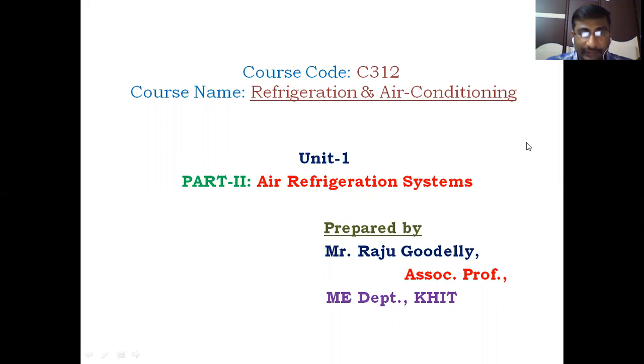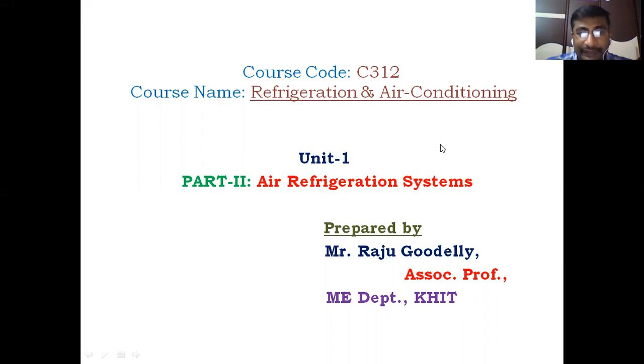It is also under unit 1 and part 2, and part 2 contains air refrigeration systems. The air refrigeration cycles which are studied in part 1 can be applied for these air refrigeration systems. Generally, air refrigeration systems are applicable for aircrafts, submarines, and rocketry engines. Here we have the syllabus. We have in the syllabus aircraft refrigeration systems.